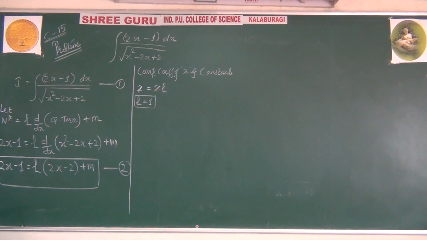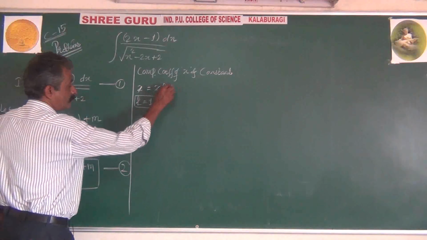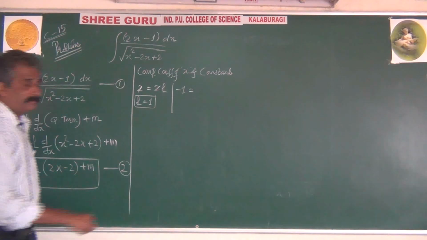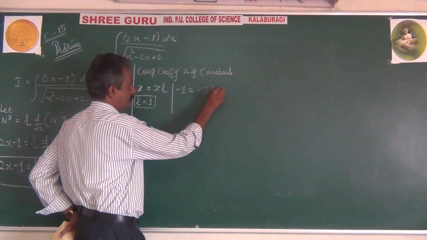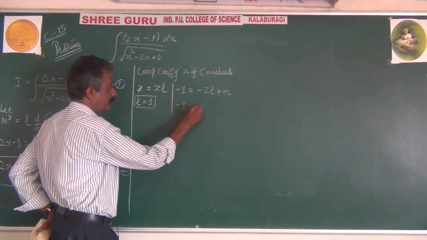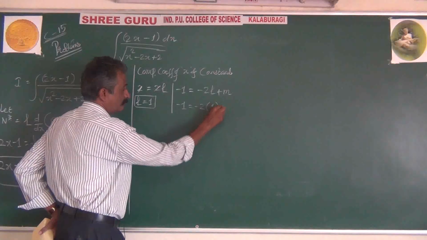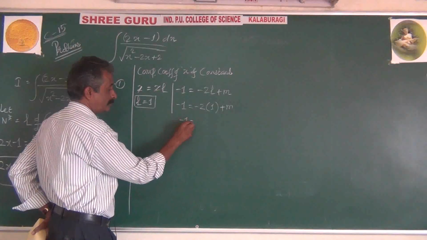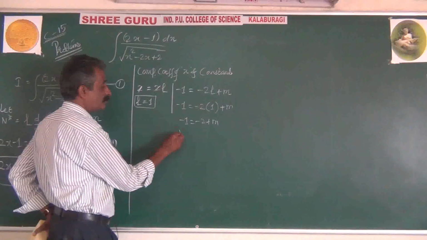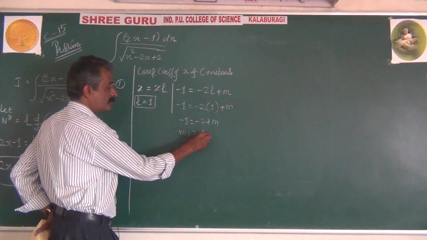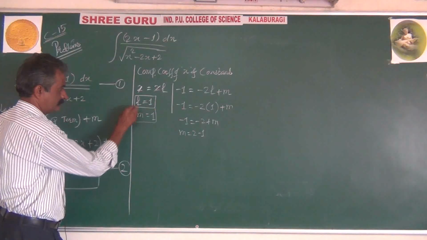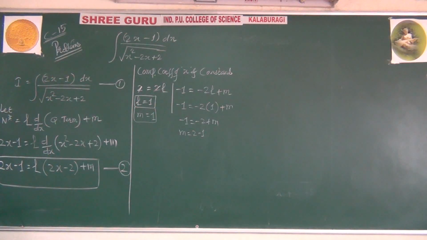We also compare the constants. Left hand side constant is minus 1. Right hand side is minus 2L plus M, or minus 1 equals minus 2 into L value 1 plus M, or minus 1 equals minus 2 plus M, or M equals 2 minus 1, or M equals 1. L is 1, M is 1.